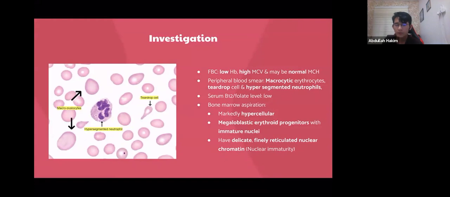Other than that, you can also look for serum B12 or folate level, which we expect to be low. And lastly, you can do bone marrow aspiration. It will be markedly hypercellular, and the megaloblastic erythroid progenitors will present with immature nuclei, and there will be delicate, finely reticulated nuclear chromatin, which indicates nuclear immaturity.